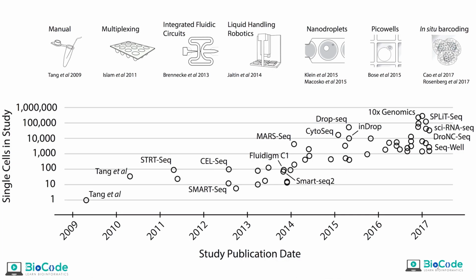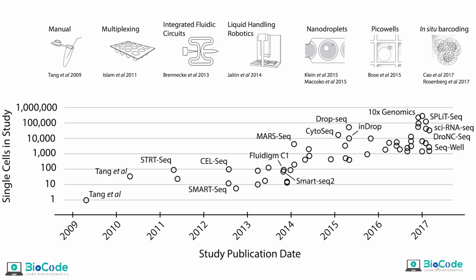So back in 2009, Tang et al. started working with manual labor, where they were able to manually lyse the cell from the tissue, and they were able to manually prepare cells for single cell sequencing. This was really early, even really early for third generation, next generation sequencing procedures.